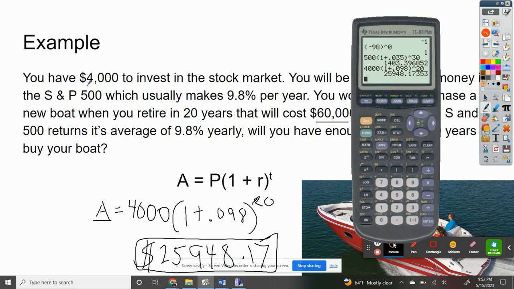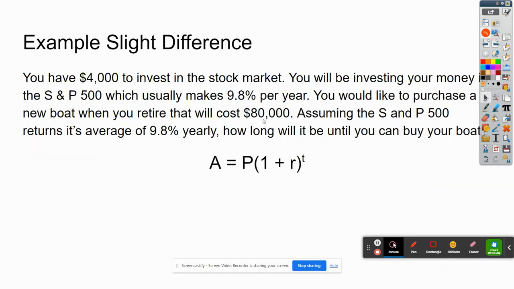Still pretty good. I mean, $4,000 turned into almost $26,000 is really good. I think you just have expensive taste going for a $60,000 boat. So the answer to this question is no. You will not have enough money.